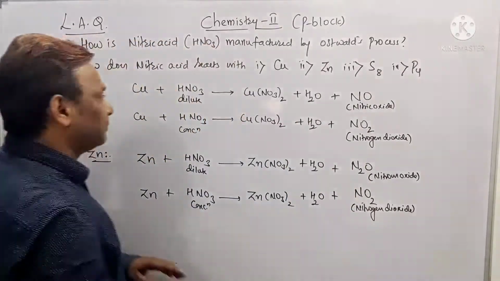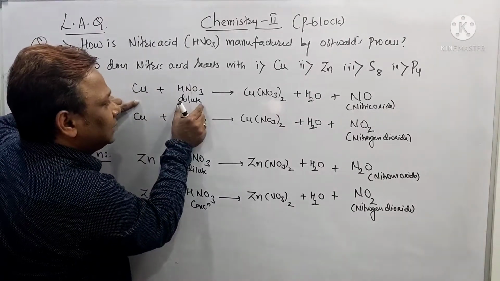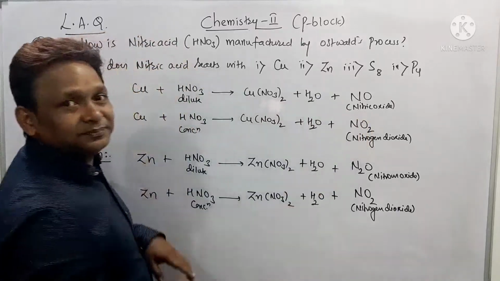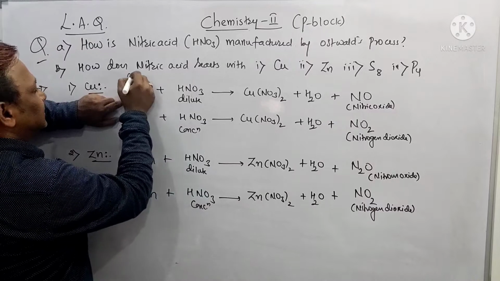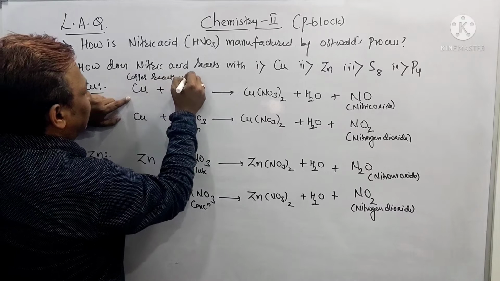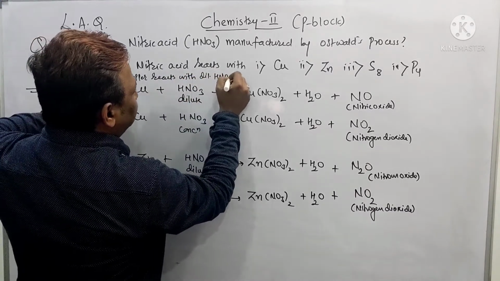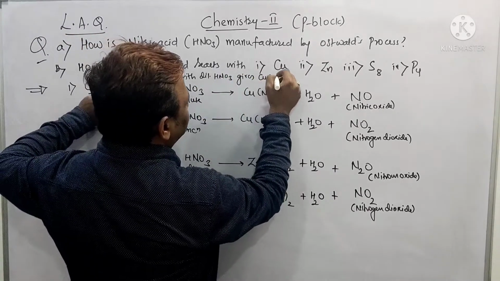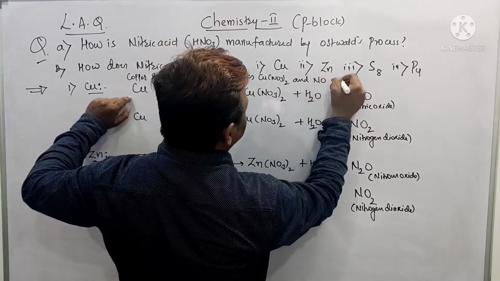If you want to write the statement, you can write in these ways. Copper reacts with dilute nitric acid gives rise to copper nitrate and nitric oxide. Is it clear? Sir, copper reacts with dilute HNO3, but it gives Cu(NO3)2 and NO gas.